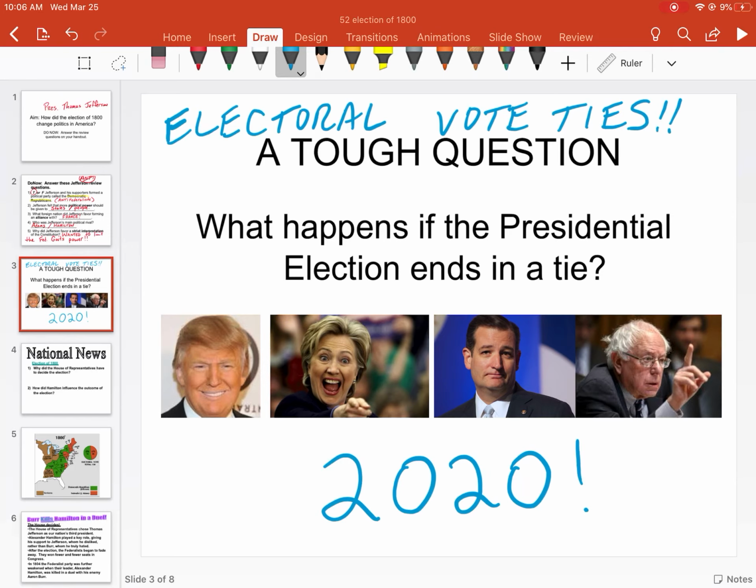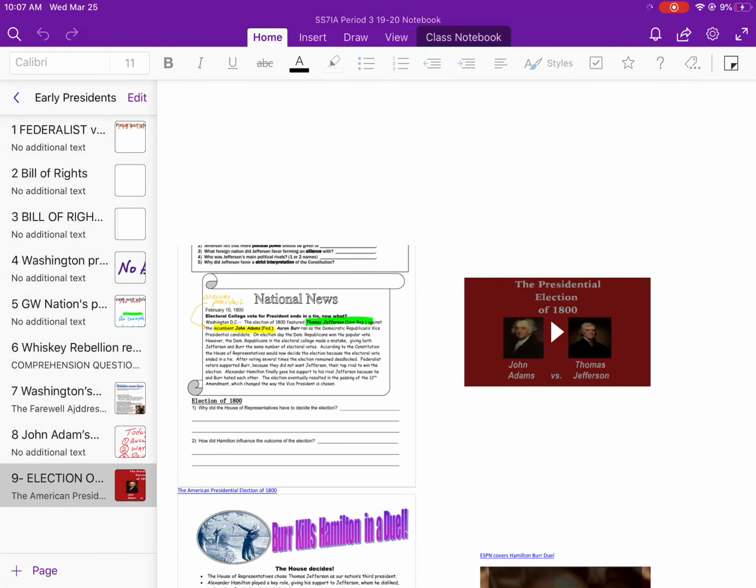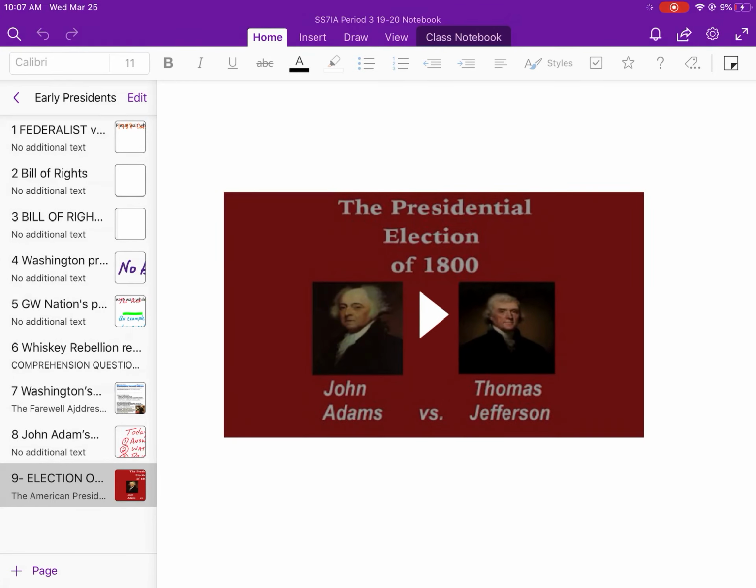So the Electoral College vote ends in a tie. The Constitution says that the House of Representatives votes to choose the winner of the election. One of the reasons today's lesson is known as the Revolution of 1800, it was a huge, shocking election because of the tie and when the House of Representatives gets to choose the winner. All right, here's what I want you guys to do. On OneNote, I want you to watch this video. I'm going to pause and allow you to watch it. Go ahead.